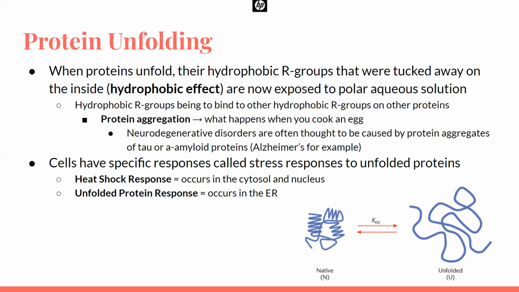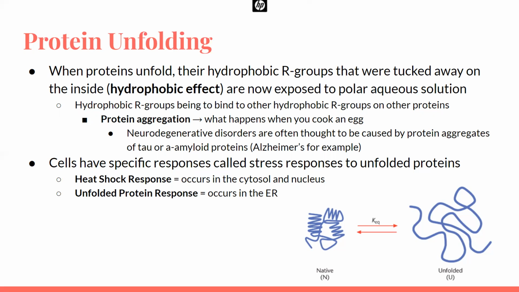neurodegenerative disorders. For example, Alzheimer's, which is believed to be caused by protein aggregates of tau or alpha amyloid proteins, and then mad cow disease, which is caused by misfolding of proteins called prions, which can actually be infectious. So those can be some examples of when protein aggregation is bad.